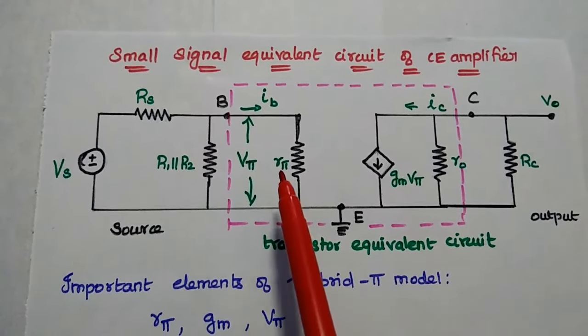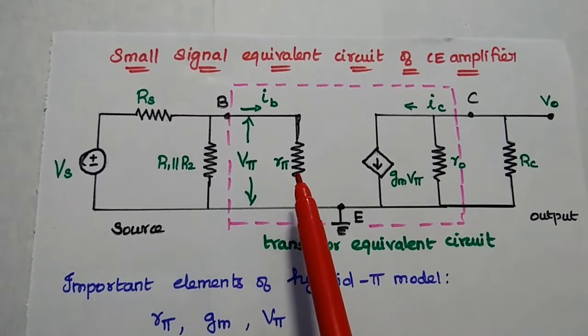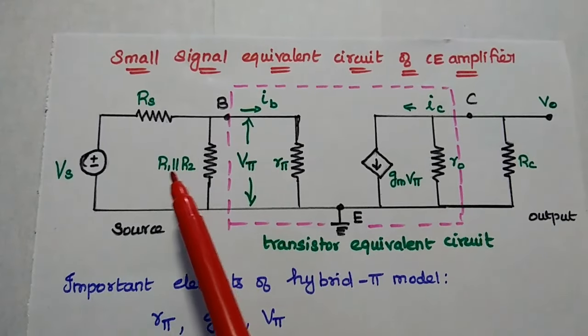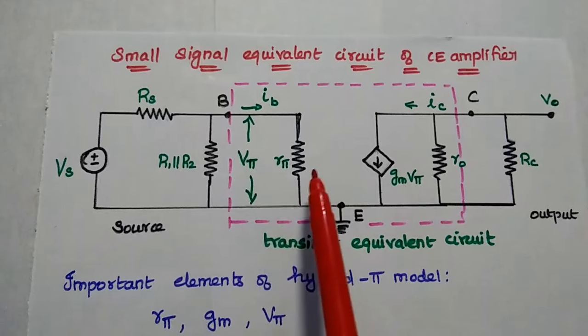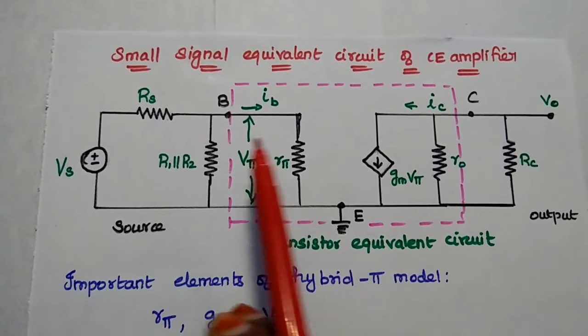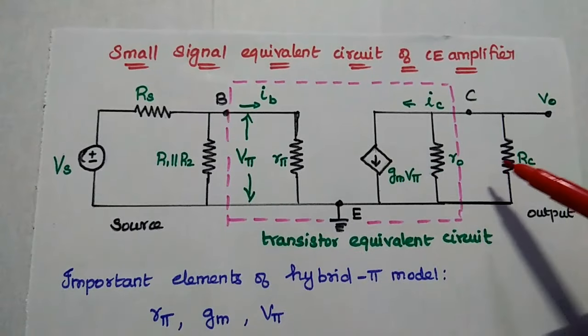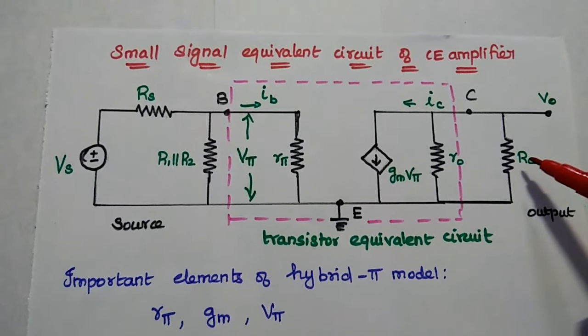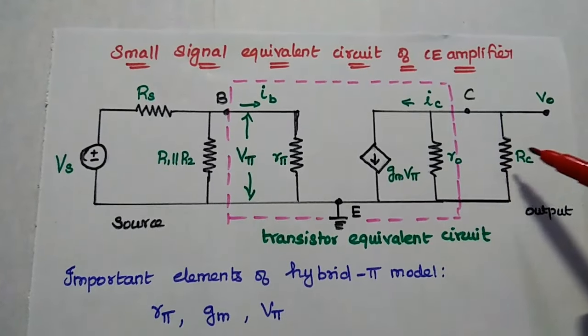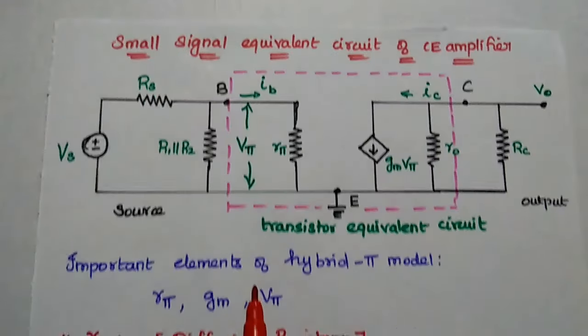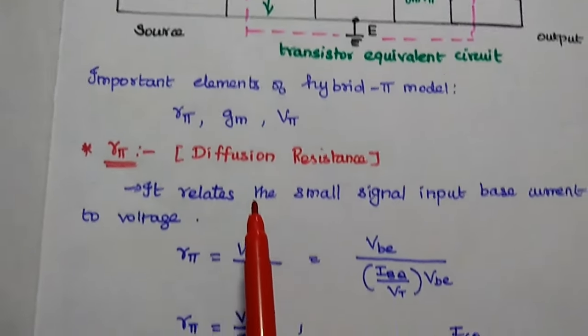So in this one, the input resistance is nothing but the parallel combination of R1, R2 and R pi. So the parallel combination of these three resistance values is the input resistance. The output resistance is nothing but the parallel combination of ro and RC. So we can discuss this concept here.